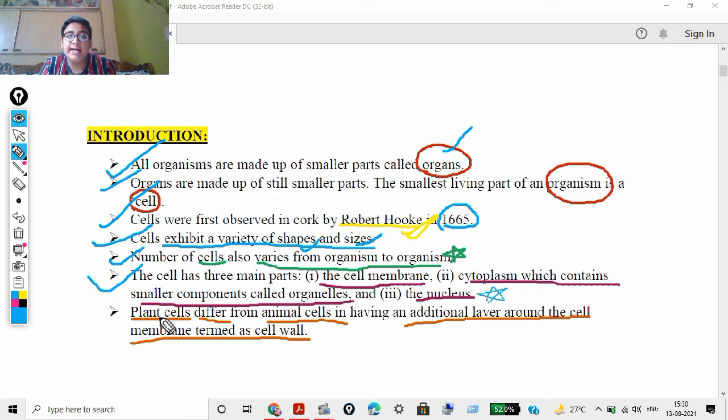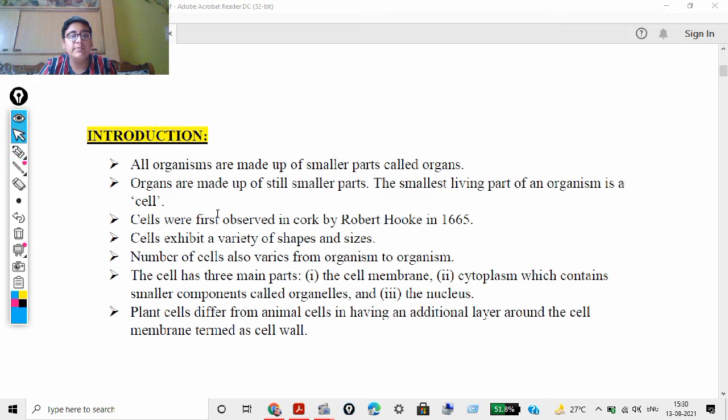Plants have some other cell parts, animals have some other cell parts. We will see the conditions in which certain parts are not there in animal cells compared to plant cells. Okay, so this is all done. We'll move to our next page.